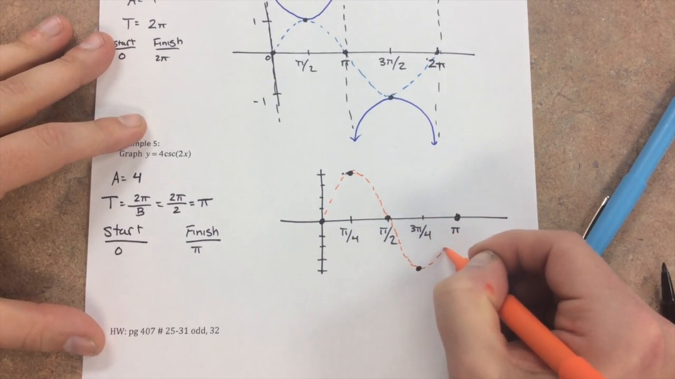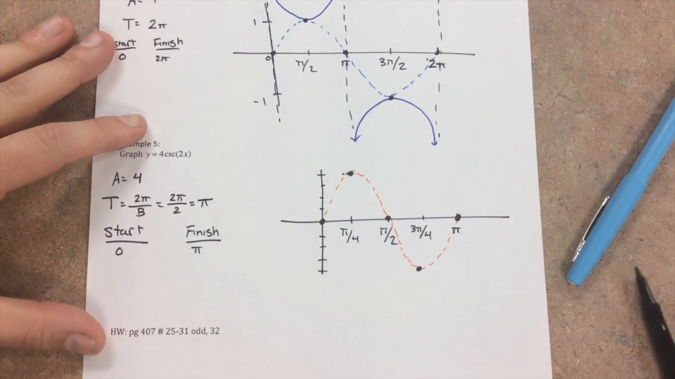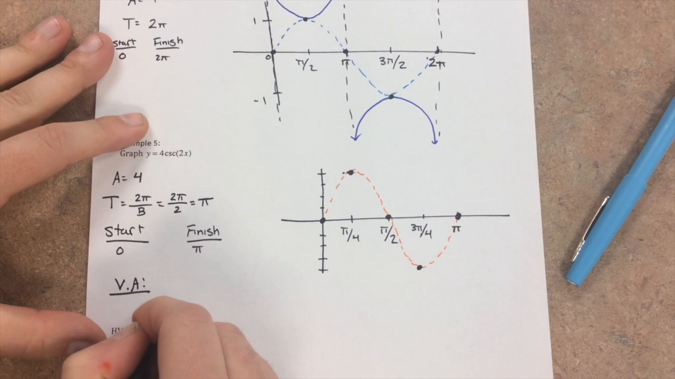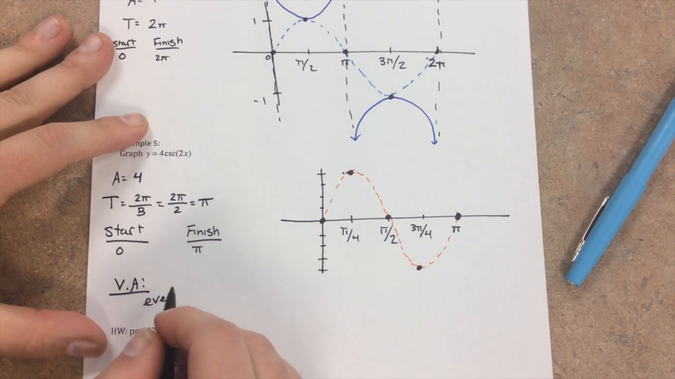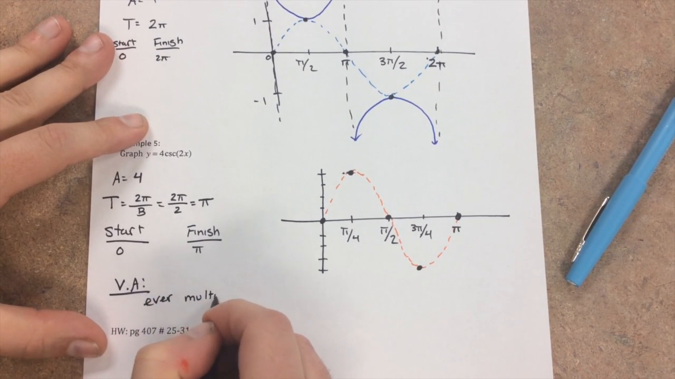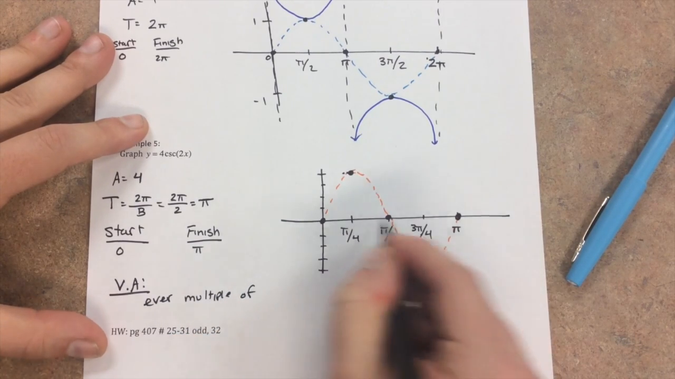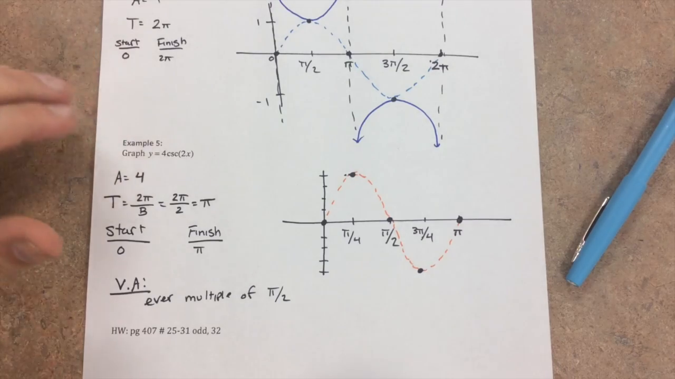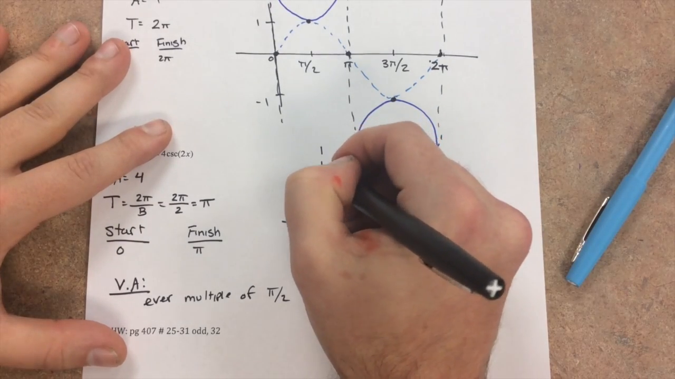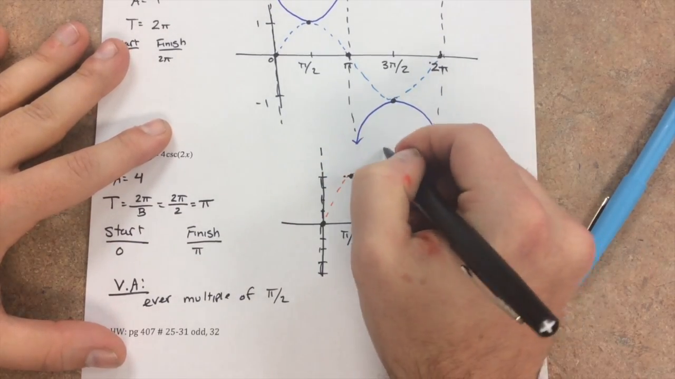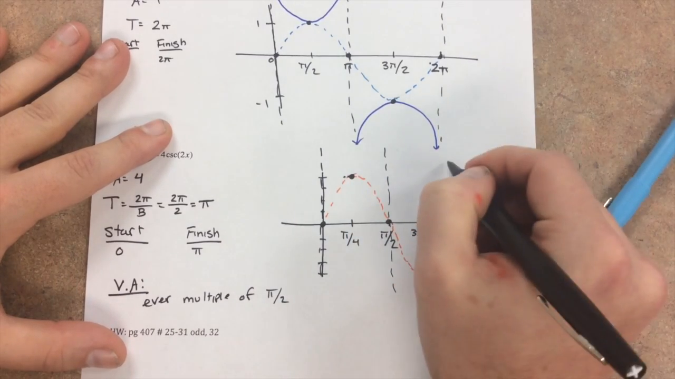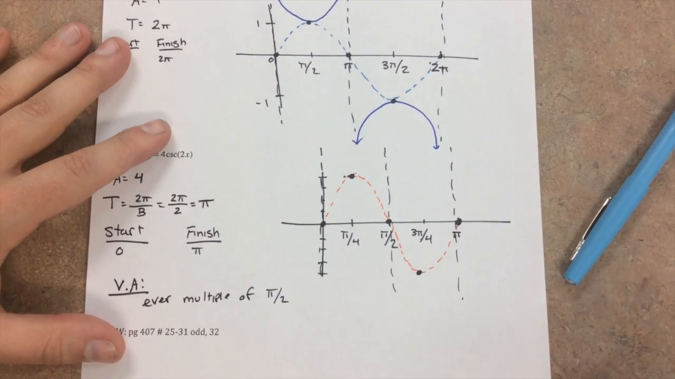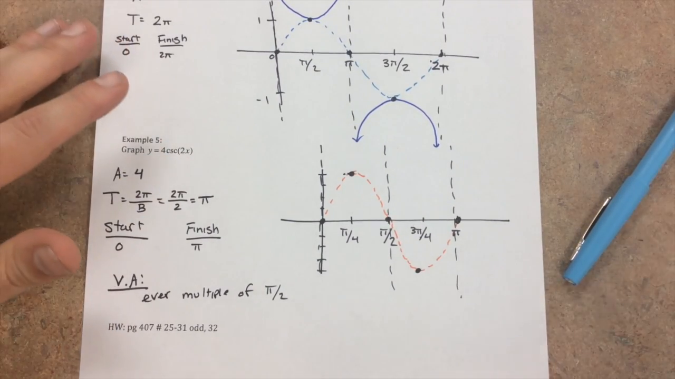In orange, we're going to sketch in our sine graph, and we have vertical asymptotes at every multiple of, right here, our halfway point, pi over 2. So let's draw those in. We have our 1 at 0, we have our 1 at pi over 2, we have 1 at pi, next one would be at 3 pi over 2, then 2 pi, then 5 pi over 2. It's just happening twice as fast.